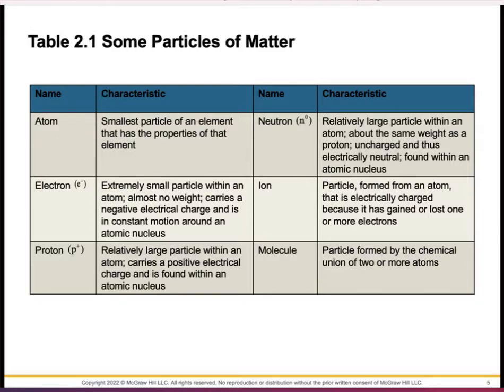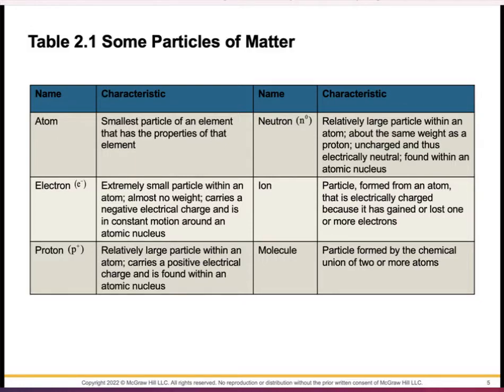So the next one is our electrons. Our electrons are these extremely small particles, they're tiny, that are going to be found within the atom as well. They almost have no weight, and this is very important. They carry a negative electrical charge. Electrons have a negative electrical charge, and they are in constant motion around the atomic nucleus. Okay, so they are orbiting around the atomic nucleus.